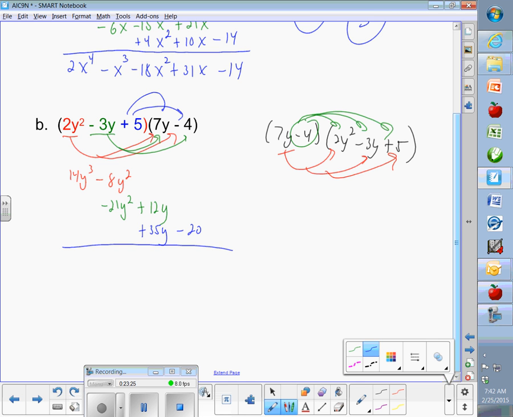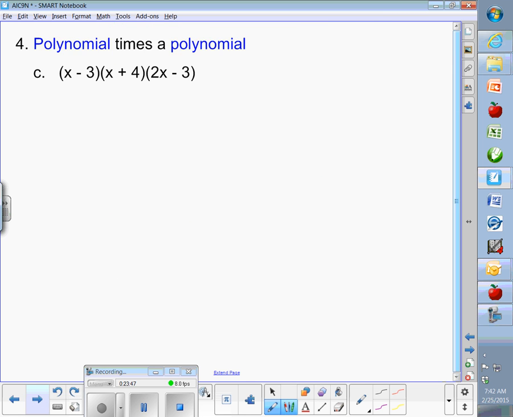Let's add it all up. 14y cubed minus, right, 8 negatives and 21 more negatives, 29 negatives of them, y squared, plus 35, 45, 47 y's minus 20. Hey, we can do this. We can do these. All right. One more example.